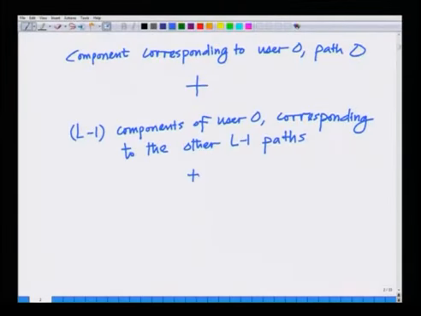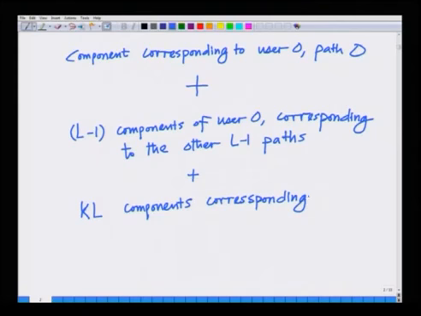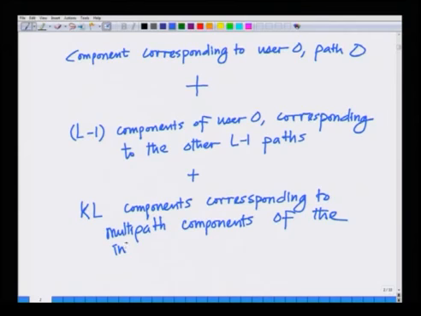Plus, remember, there is also multiuser interference, hence there are plus KL components corresponding to the multipath components of the interfering users. All right.